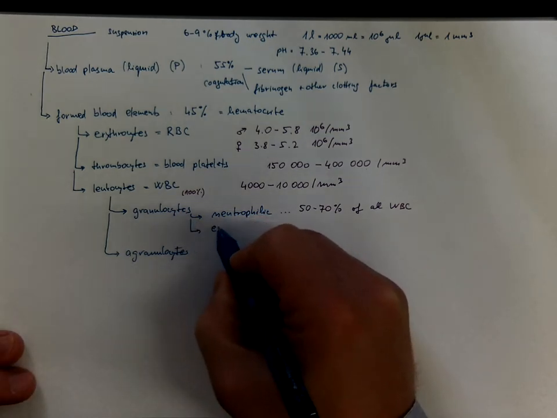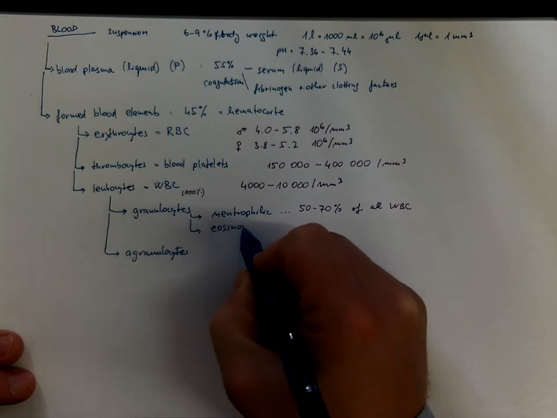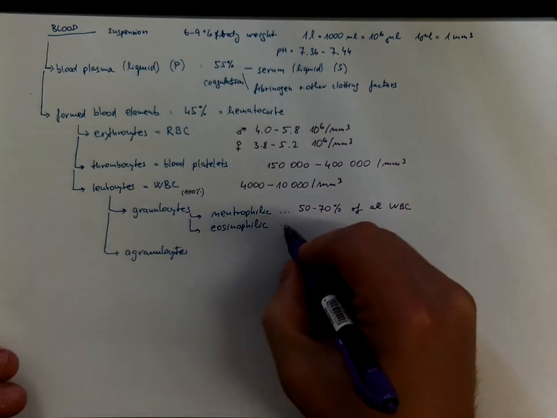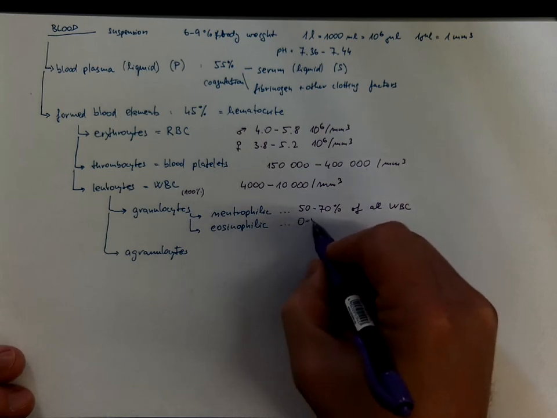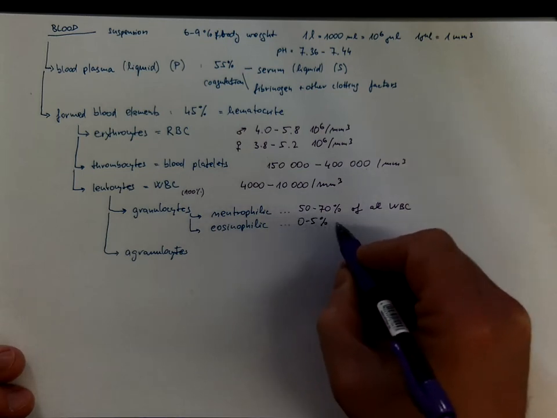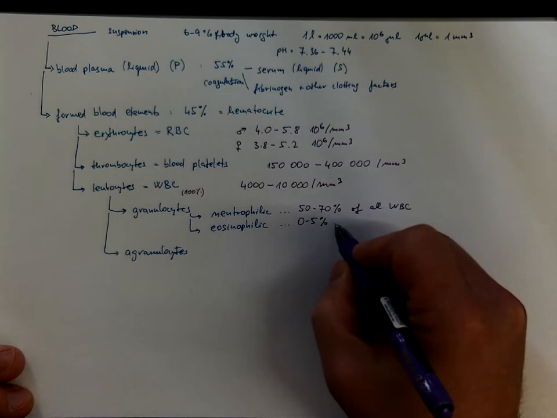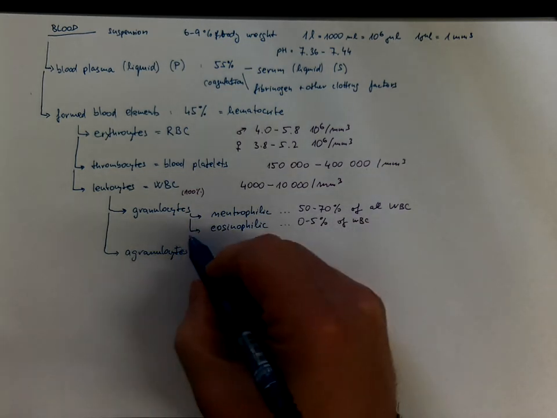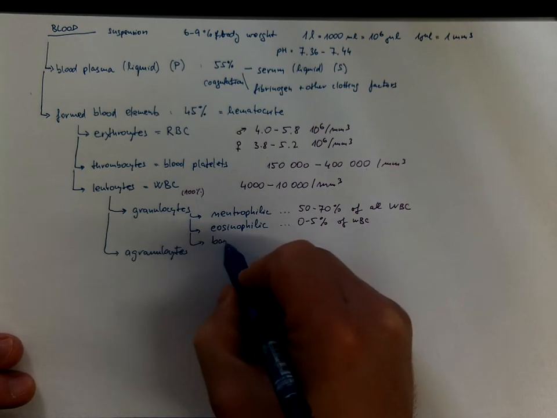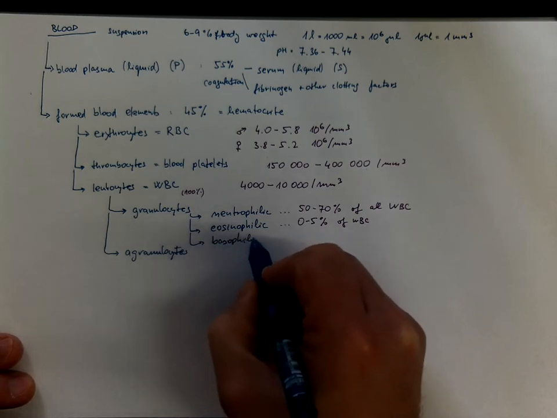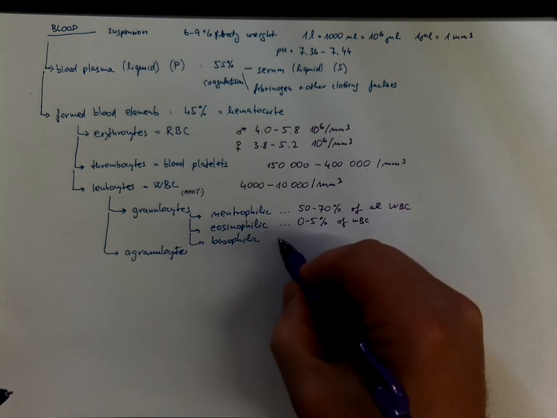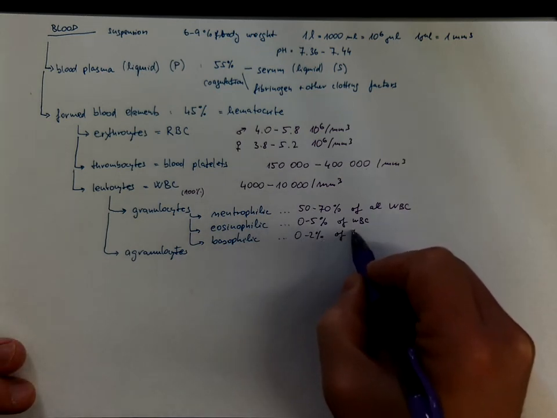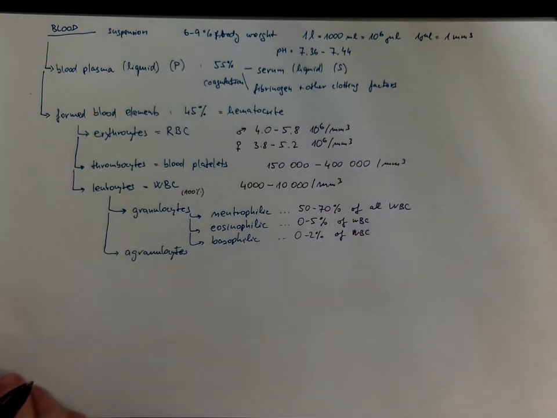Next are the eosinophils or eosinophilic granulocytes, significantly less frequent, 0 to 5% of white blood cells, and basophils, basophilic granulocytes, 0 to 2% of all white blood cells.